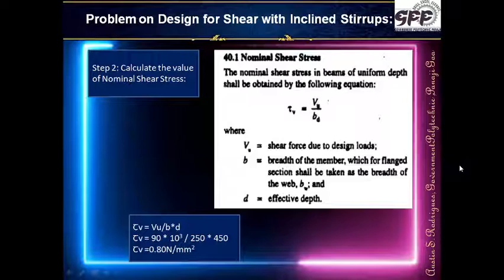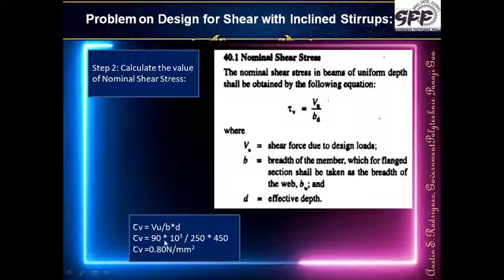In step number 2, calculate the value of the nominal shear stress. The nominal shear stress is tau v. So the clause 40.1 given on page number 72 of the code clearly says that tau v is equal to Vu upon bd. Please note, as mentioned earlier, there is a mistake over here. It is b into d over here, not b with the suffix as d, but it is b into d. So Vu upon bd.